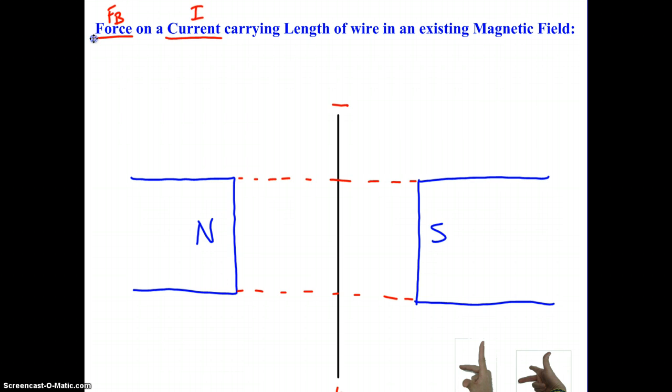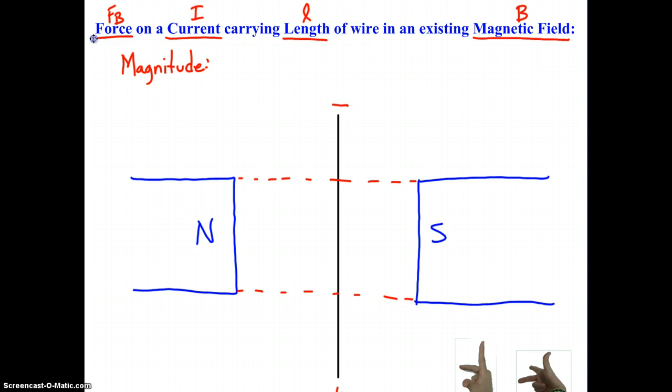Current is I. Length is lowercase l, in an existing magnetic field whose strength, of course, is given by the symbol capital B. Once again, we're going to start by doing the magnitude first, the easy part. It may be obvious just from the title that the force is going to be dependent on how much current is passing through the wire, the amount of wire in the existing field, the length of the wire exposed, and the strength of the magnetic field itself.